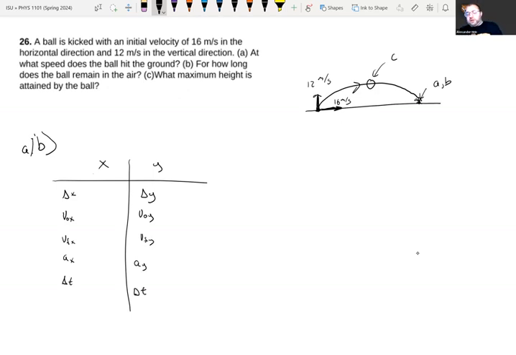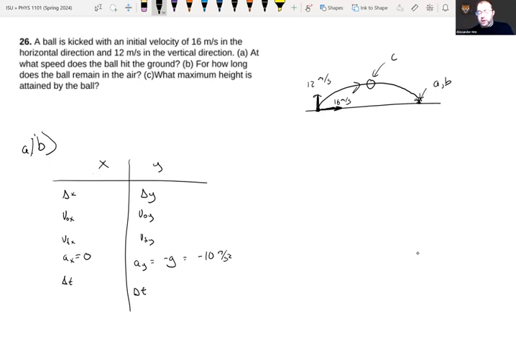Now, some of these we can fill in just by virtue of the fact that we know that this is a projectile problem. The thing that's true for all projectile problems is that A sub X will be 0 and A sub Y will be negative g. I'm going to let that be negative 10 meters per second squared, like so. You could do negative 9.8. That's up to you, but I'm going to leave it like that.